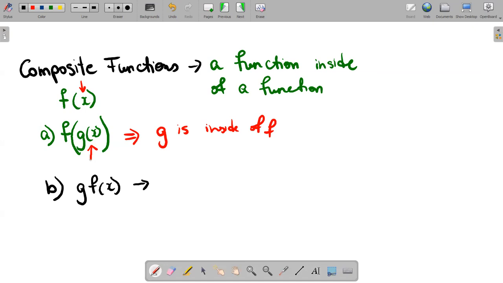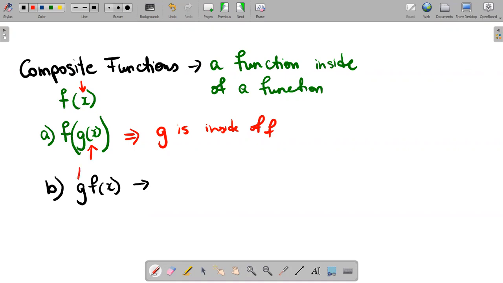Who is inside of who? F inside or G inside? Okay, seeing some answers. Anybody else? That's why we're having this discussion, because if we don't know this answer, we cannot continue. So who comes first? I usually like to call it the mother and the baby.